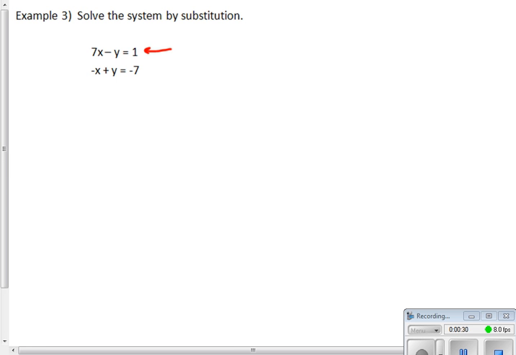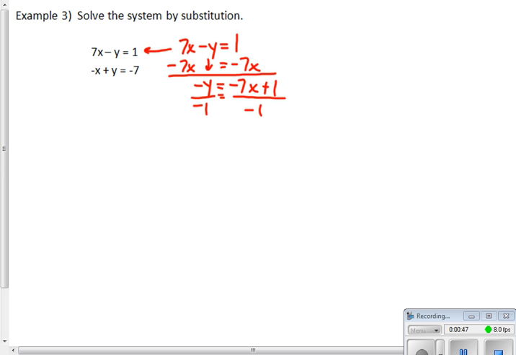So in order to do that, I'm just going to go ahead and transfer my equation over here. I need to subtract 7x. Minus 7x, drop down, my negative y equals negative 7x plus 1, divide by negative 1 in order to get y alone. y equals 7x minus 1. Now that you have y by itself, you can substitute this in for y in equation 2.